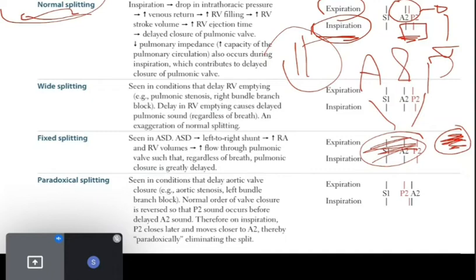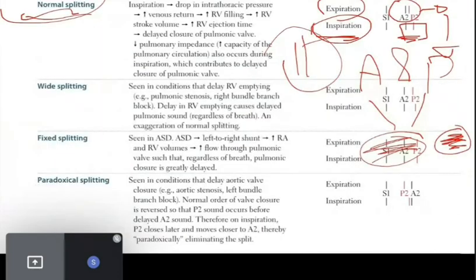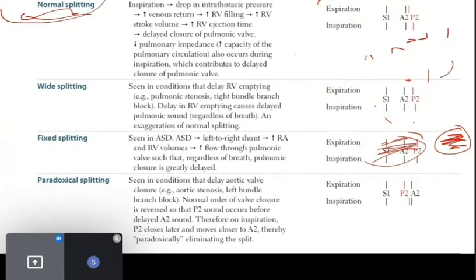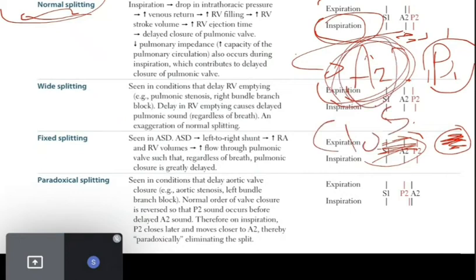If we have a gap, this means that like in this case here, the aorta closed first. You have A2 before P2. In inspiration, the aortic valve closes before the pulmonary valve. So A2 closes before the P2. This is what we mean by the splitting in inspiration, because one of the valves closes before the other.